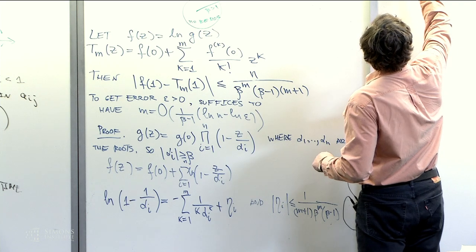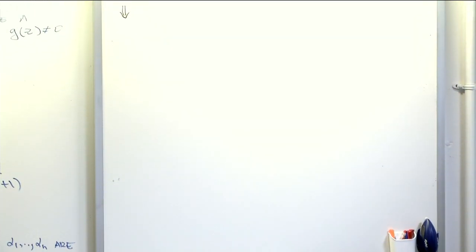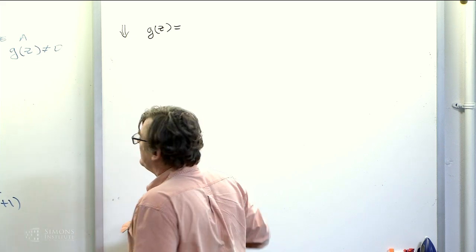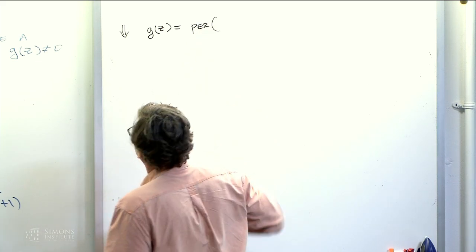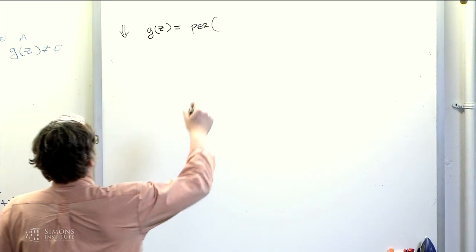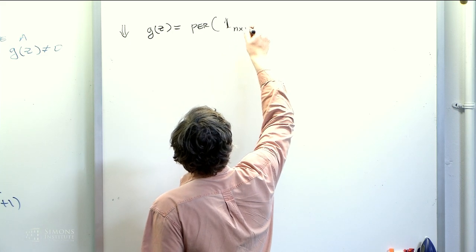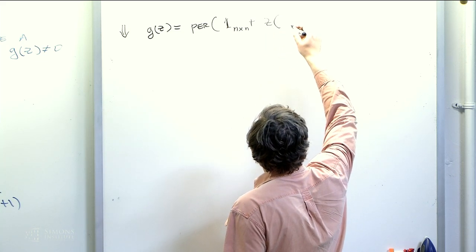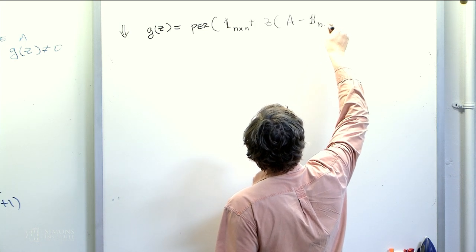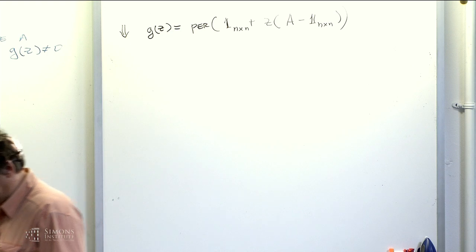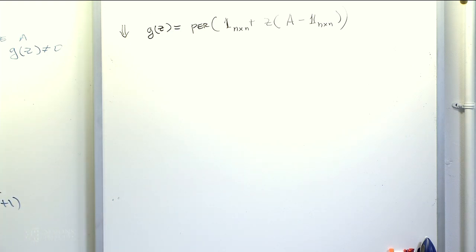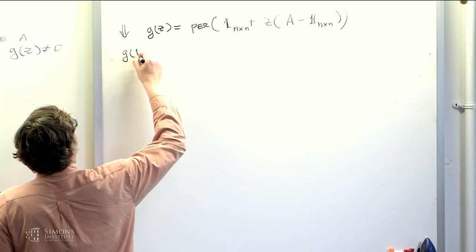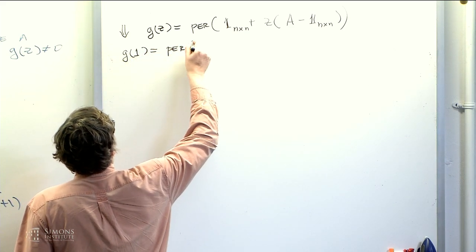Right, so the implication. What I do is define a polynomial g of z, a univariate polynomial. So that would be the polynomial interpolating between the permanent of something really simple, the permanent of the matrix filled with ones, plus z times the matrix A minus the matrix of all ones. What I want is the value at 1, which is the permanent of the matrix.